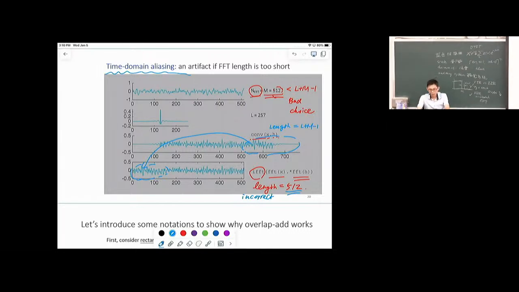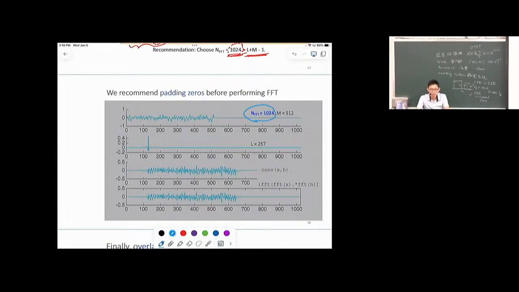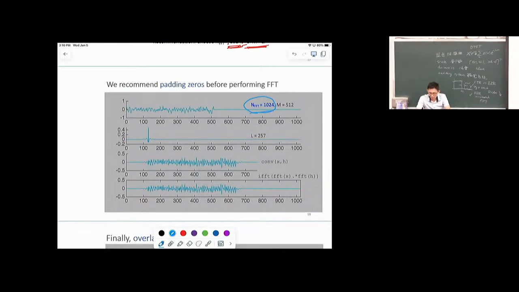So quickly, the recommendation is to use a length that's sufficiently long, such as 1024. Apologies for using maybe 10 more minutes before I enter this semester's lecture. So the correct way is to set an FFT length that's higher than m plus L minus 1, such as the next power of 2, 1024 in this case. Then what's going on is that we will require you to pad zeros, just to append zeros.